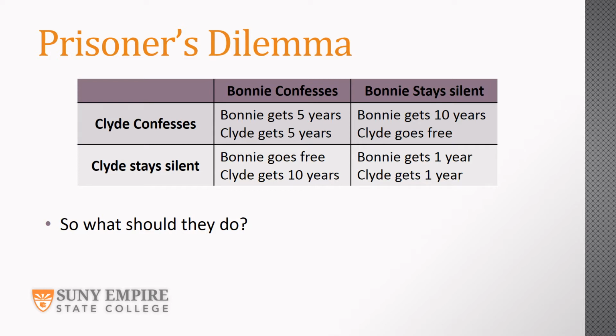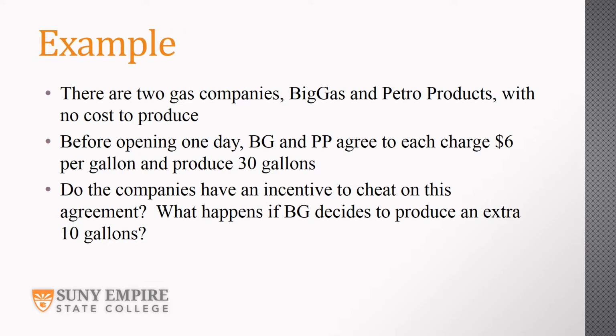But how does this relate to the firms in an oligopoly? Let's see an example. Suppose two gas companies, Big Gas and Petroproducts, each with zero cost of production, form a local oligopoly. One day before opening, the two companies agree to charge $6 per gallon and each release 30 gallons of gas for sale. This amount of gas represents the immediate need for their region. The question becomes, do either company or both have an incentive to cheat on this agreement? Would either want to produce extra gas for sale?